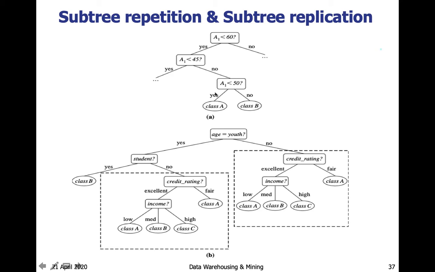Another one is replication, which means duplicate subtrees exist within the tree. Here you can see that a duplicate subtree is also there, this one and this one. This situation can impede the accuracy and comprehensibility of a decision tree.